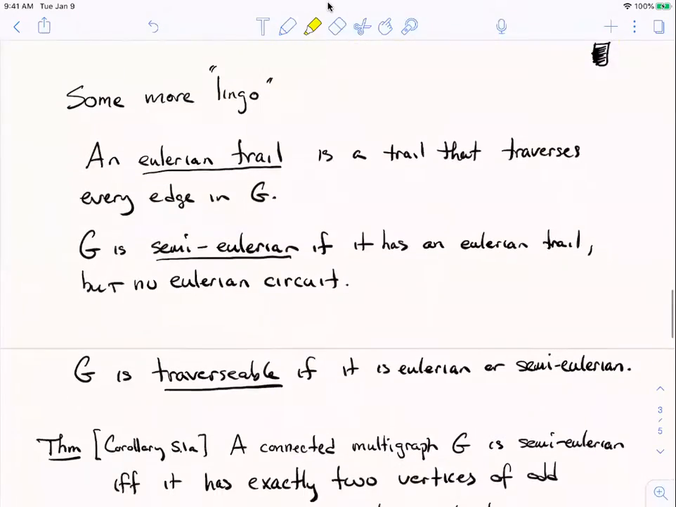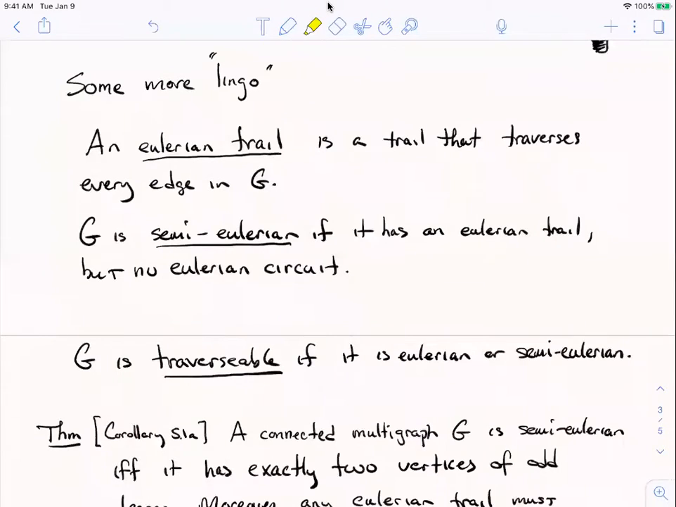Okay, so let's continue on here with a little bit more language, some more lingo. I'm writing kind of colloquially there. So not all graphs are going to be Eulerian. They're not all going to have vertices of even degree, but there's sort of a next best thing. The analog of an Eulerian circuit would be an Eulerian trail. So what's an Eulerian trail? Well, it also traverses every edge in the multigraph exactly once, but it doesn't have to begin and end at the same vertex. It can begin and end at different vertices.